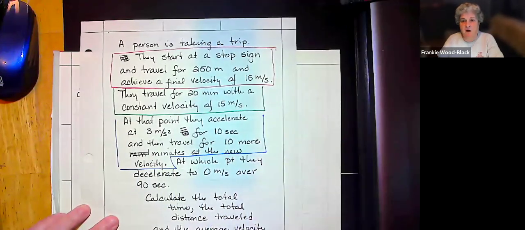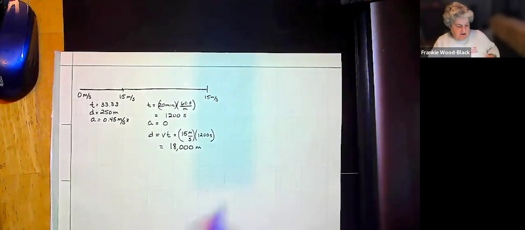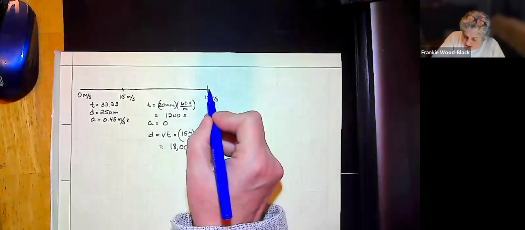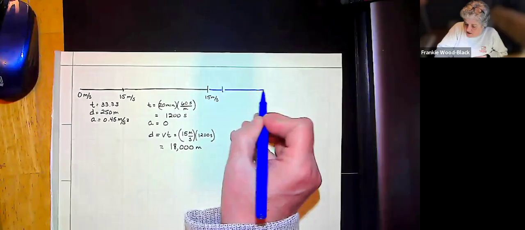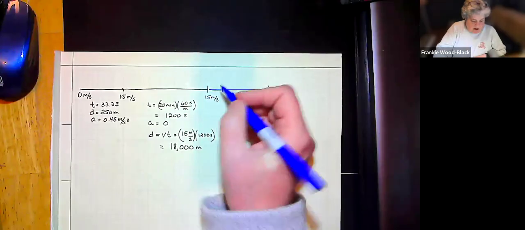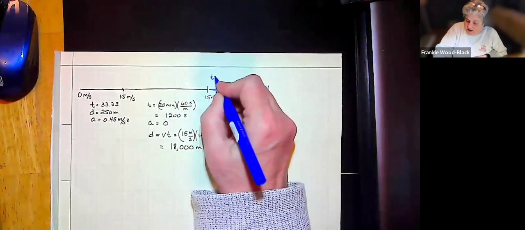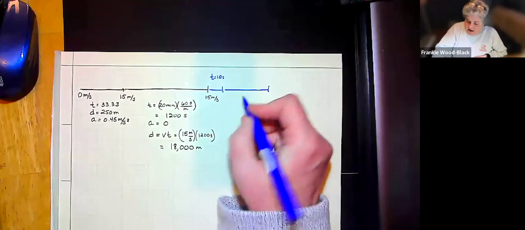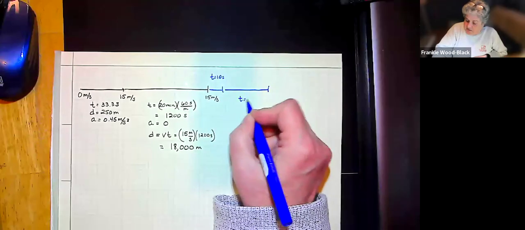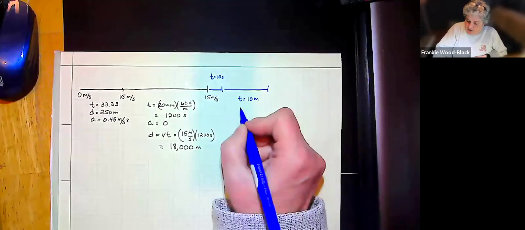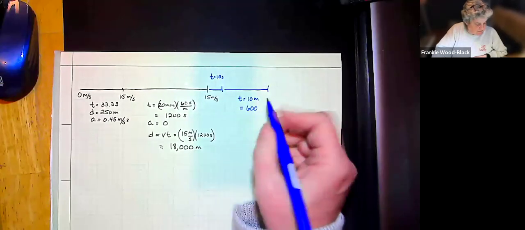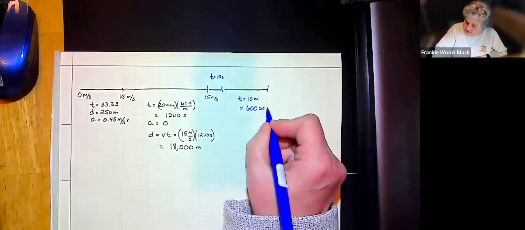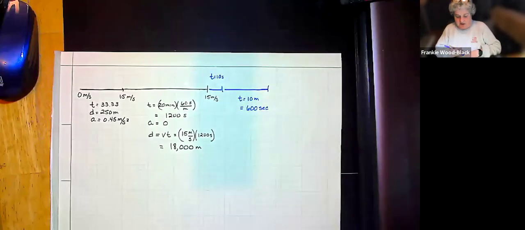But this is going to be 2 parts. So we're going to come back and look at this. We're going to get a little bit, and then we're going to go and travel a different time. So this one has a time of 10 seconds, and this has a time of 10 minutes, which means that it's going to be 600 seconds. So we actually have 2 parts to this one.